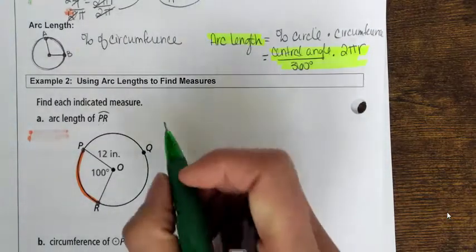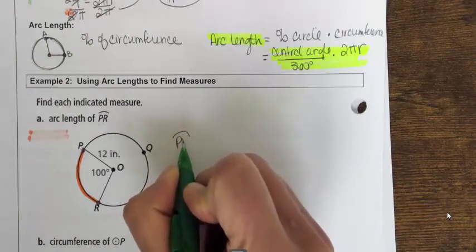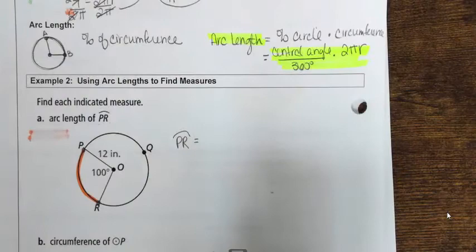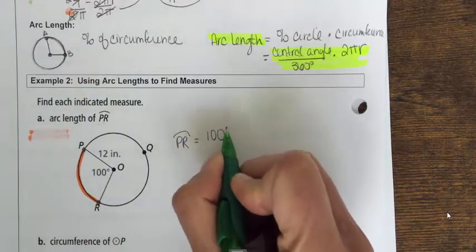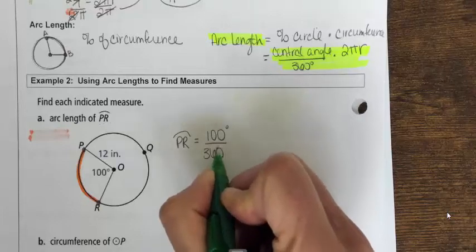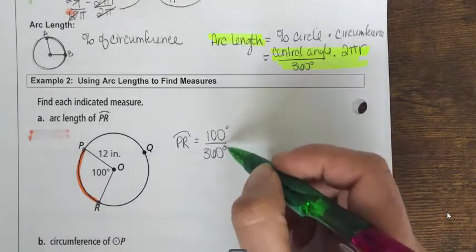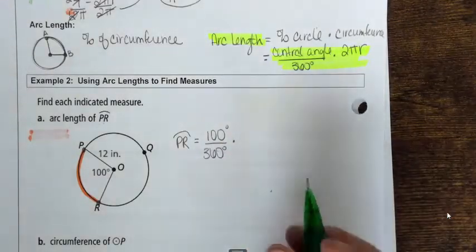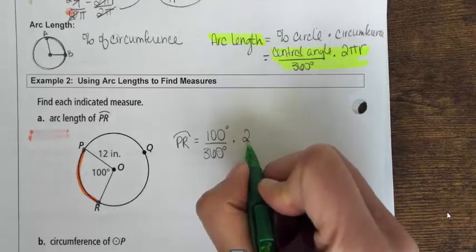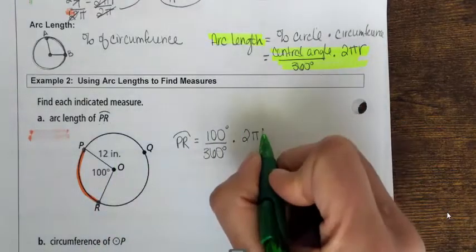Okay, so for this one, the length of arc PR is going to equal our central angle, 100 degrees over 360 degrees. Basically, these degrees reduce out, so you're not dealing with degrees anymore. Times the circumference of the circle, which is 2 times pi times my radius, and my radius here is 12 inches.